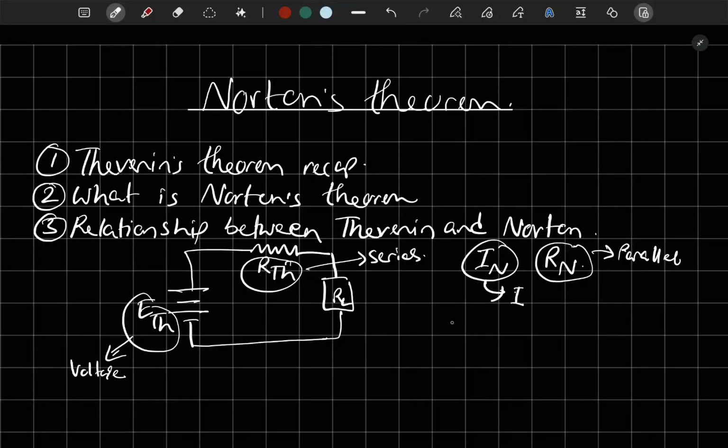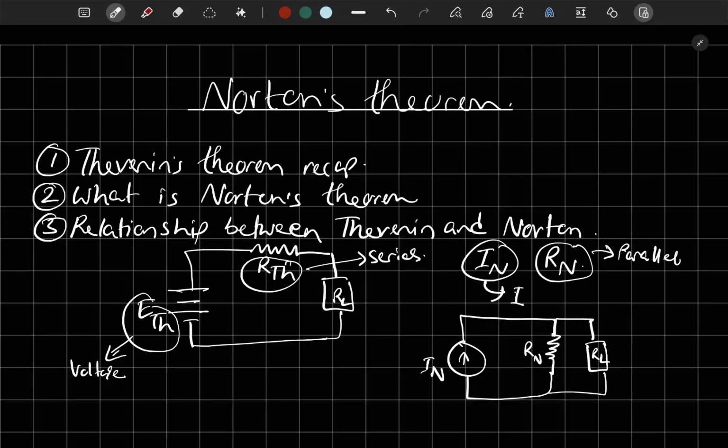So an equivalent Norton circuit would look something like this: a current source IN, and then a parallel resistor. This would be RN, and the load in parallel with it. This would be RL. Okay.